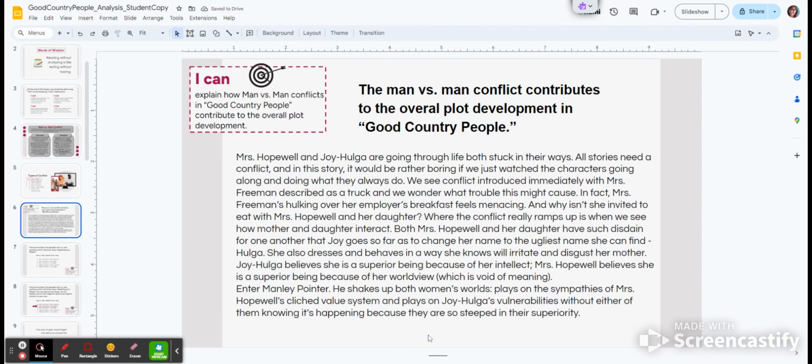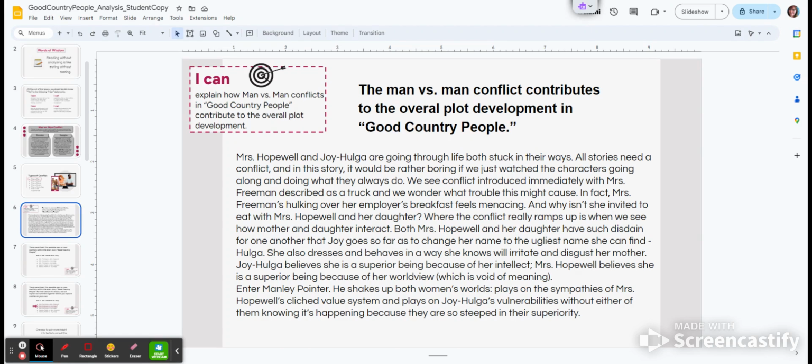So he plays on the sympathies of Mrs. Hopewell's cliched value system. He plays on Joy Hulga's vulnerabilities, and neither of them figure that out. Neither of them know what's happening. They're so steeped in their superiority that they don't even see Manly Pointer coming. They really underestimate this guy.